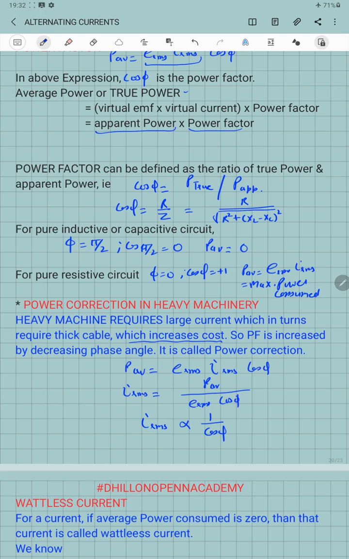So if power factor can be increased, without requiring thick cable, we can decrease the value of the current running into the wires, and heavy machinery can be operated at the normal thickness cables. So this is what we call the power correction in heavy machinery.